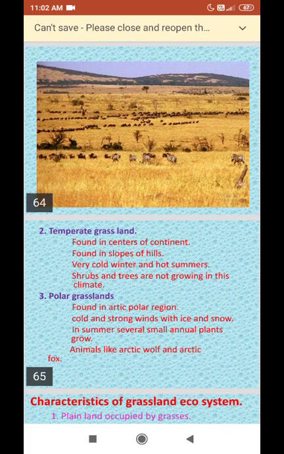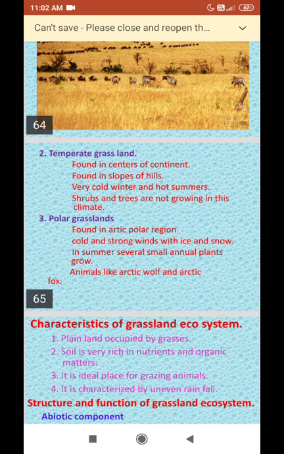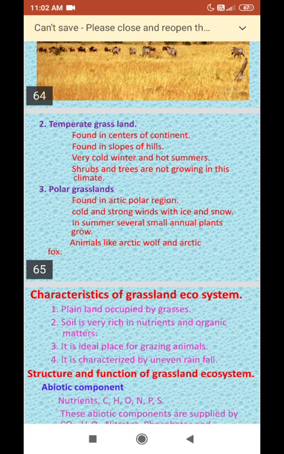And then the temperate grassland. This kind of grassland can be found in the centers of the continents, and also on the slopes of hills. Here the winters are very cold, and the summers are too hot. The shrubs and trees do not grow in this climate.